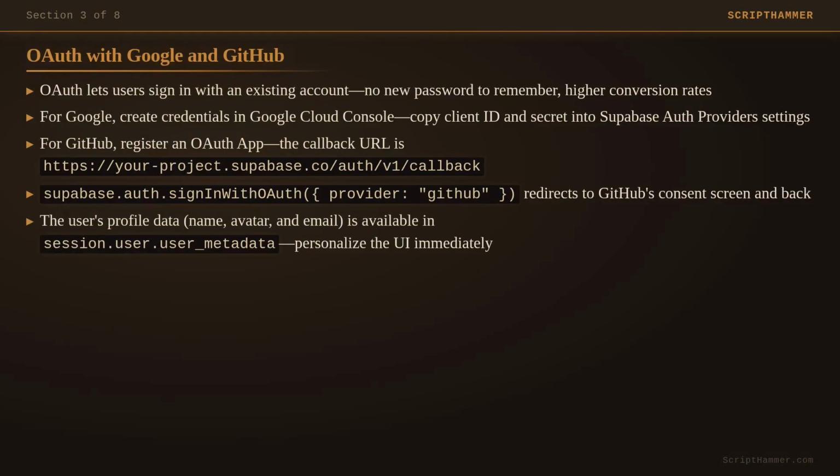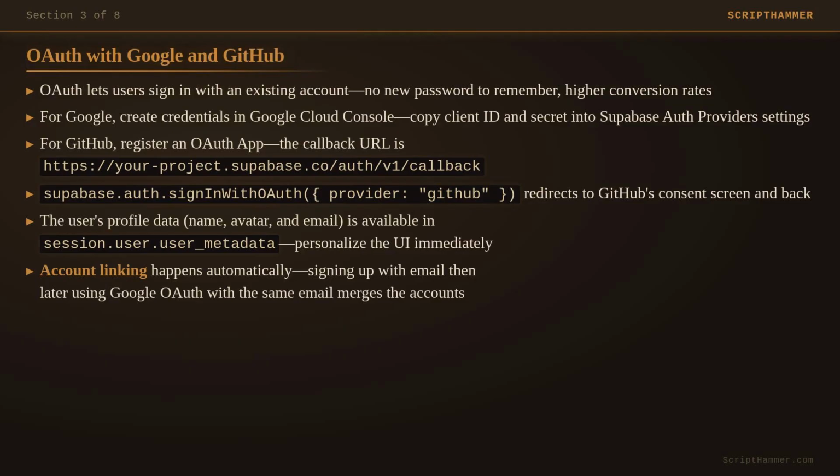The user's profile data, name, avatar, and email, is available in session.user.user_metadata. Personalize the UI immediately. Account linking happens automatically. Signing up with email then later using Google OAuth with the same email merges the accounts.